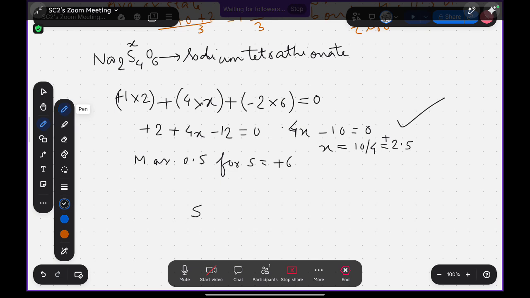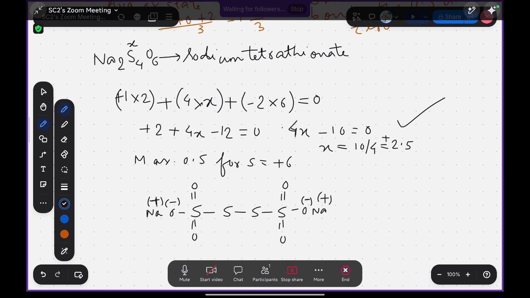It is something like this. We have 4 sulfur atoms. I have already said you cannot change the molecular formula. The structure is somewhat like this. The structure of sodium tetrathionate. This is the structure of sodium tetrathionate.